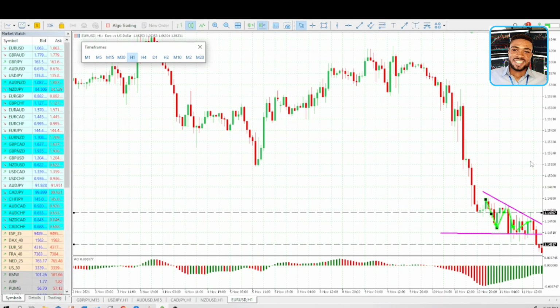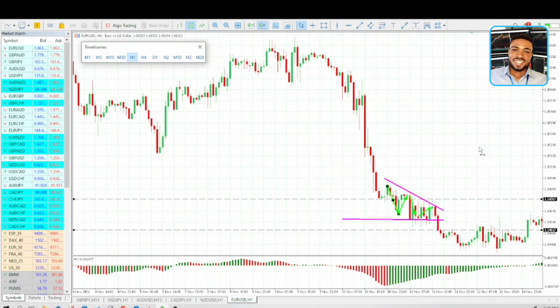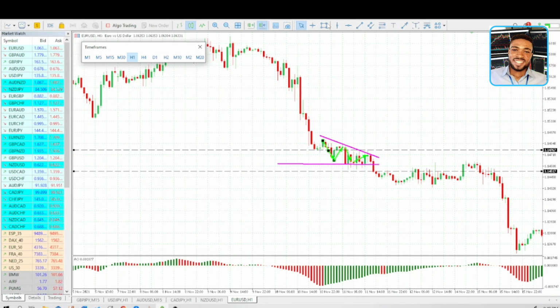So let's see if actually it broke. Yes, we are in, guys. That's how it is. Very simple. You see, very simple. So the criteria was met, and then it broke out of the pattern, and then we entered our trade immediately. Very, very simple trading strategy, guys, and very, very powerful because it's easy to trade. If you master it, it's easy to identify.